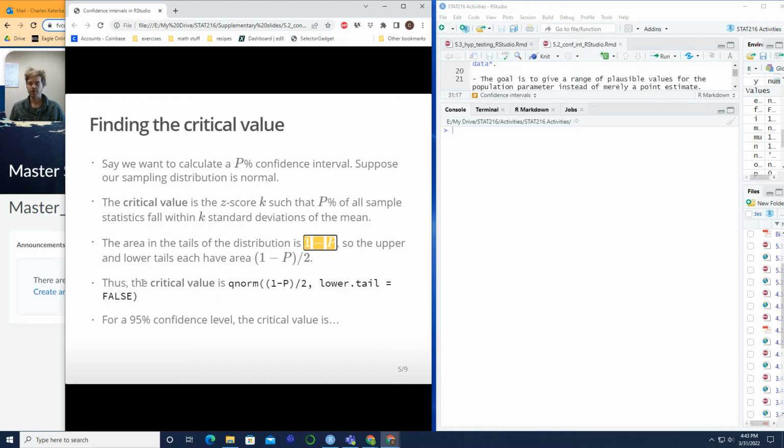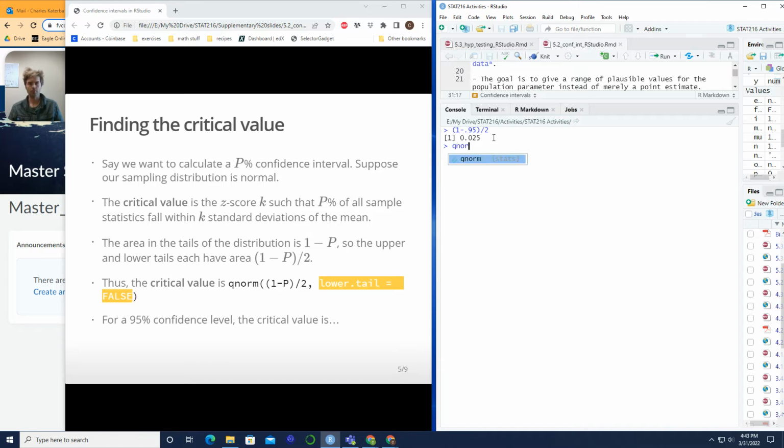Great. So to find the critical value, we can use the qnorm function, and we want to take 1 minus the confidence level, which we're saying is p here, and we want to take that confidence level as a decimal rather than as a percentage. And we want to use the lower.tail equals FALSE option on qnorm. Why is this? Well, if we look at an example for 95%, if we do (1 minus 0.95) over 2, that gives us 0.025 like we claimed.